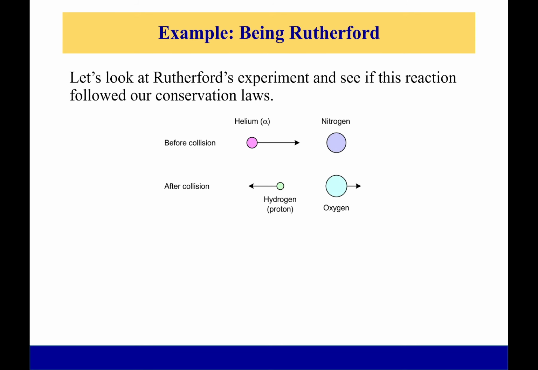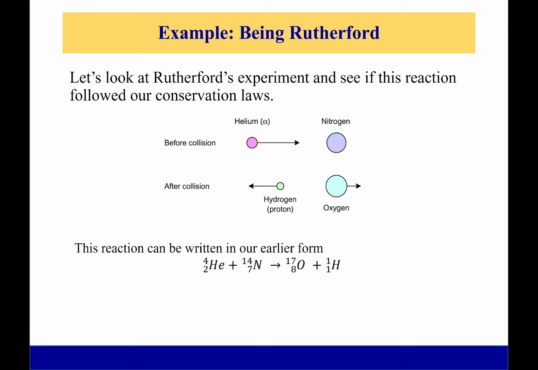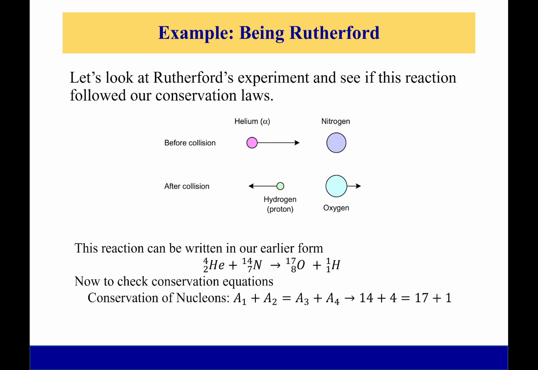So let's try this out. Let's see if this experiment actually followed our conservation laws. We'll write it out in our earlier form. Small thing, helium, plus big thing, nitrogen, is equal to big thing, oxygen, plus small thing, proton, hydrogen. Okay, so we have two laws we're going to be checking, which are conservation of charge and conservation of nucleons. First off, conservation of nucleons. That's the top number. So 4 plus 14 has to be equal to 17 plus 1. If it's not, then this equation can't happen. But it does equal. 14 plus 4 is 18, 17 plus 1 is 18, it checks out.